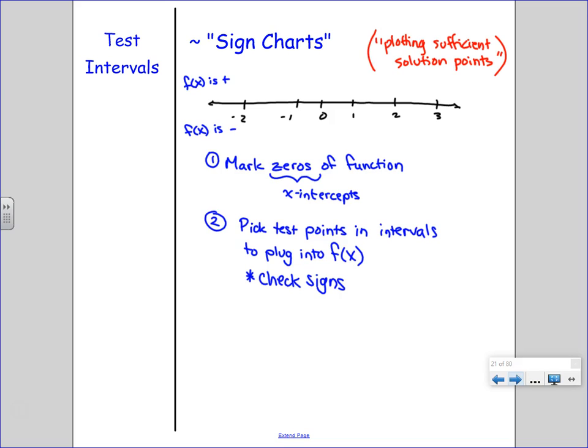Alright, that's how the book would call it, or describe it, or name it: plotting sufficient solution points. Plotting means graphing. Sufficient, whatever I think is good. Solution points for the function given to me. Points.